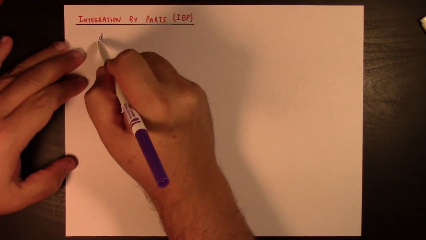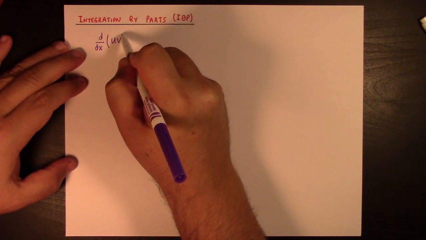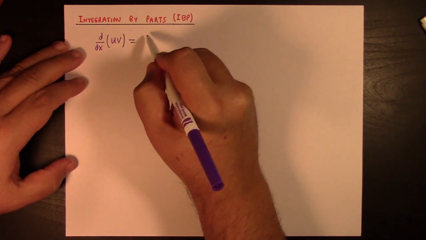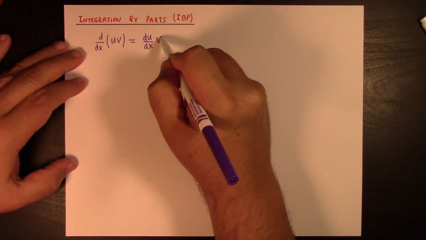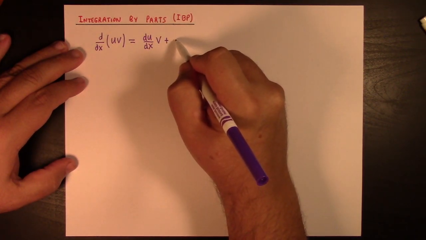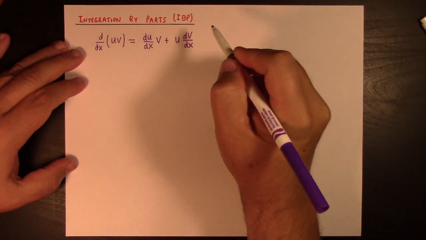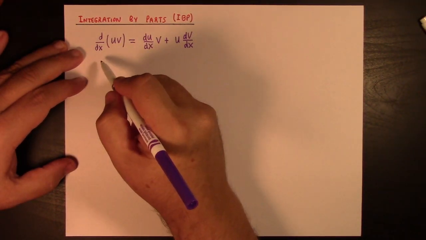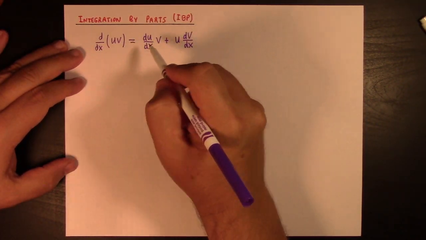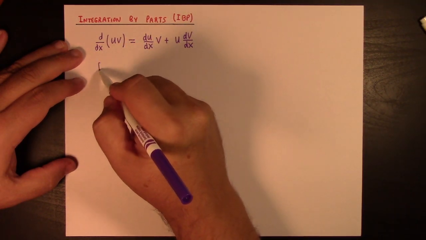If we have the derivative with respect to x of a product of functions u and v, then the product rule says that we have du/dx times v plus u times dv/dx. So if we integrate this, then this gives us a rule between the integrals. Let's go ahead and do it.